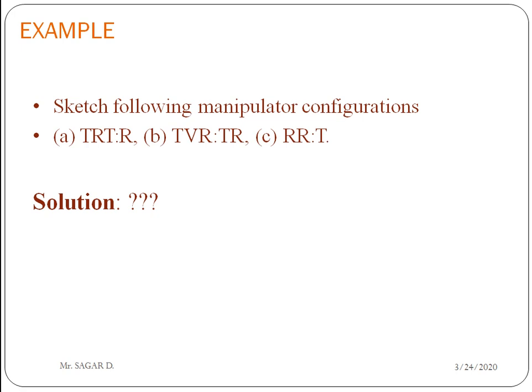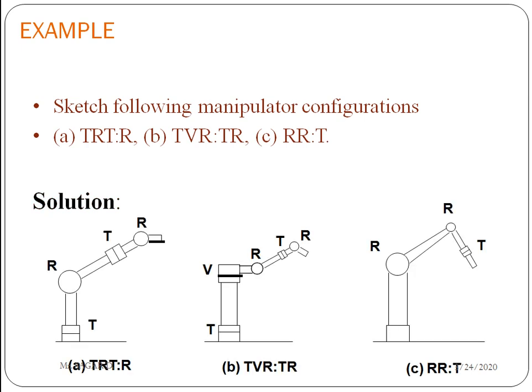Next we have to sketch the following manipulator configuration: TRTR, that is twisting, rotary, twisting, rotary. So this is the configuration: twisting, revolving joint. This is the configuration based on the types of joints.